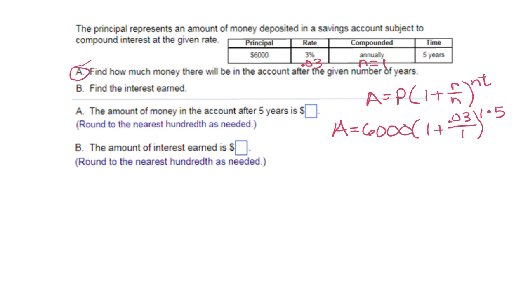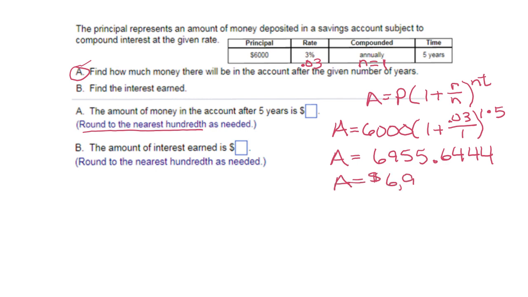And in this case here, once we go in and put it in our calculator, you need to be very careful. Remember, this gives you your future value. It tells us to round to the nearest hundredth. So we're coming out with 6955.6444. Then round to the nearest hundredth. So $6,955.64. And this will be my future value.